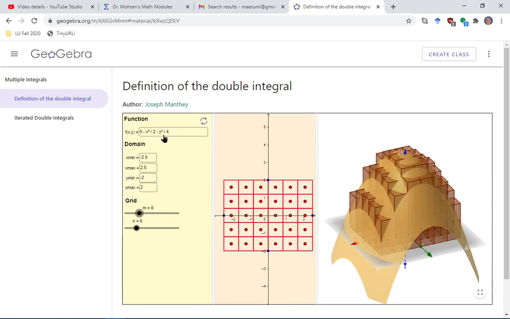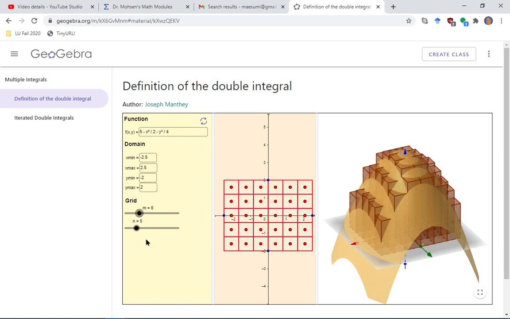You can type whatever you want. It's f of x and y, some function. This is a nice paraboloid. And then we have the domain, that rectangle we were talking about. You can define it however you want. For x minimum to x maximum, I'm going from -2.5 to 2.5, and y minimum to y maximum. So this is what the rectangle is, from -2.5 to +2.5, from -2 to 2, or whatever you want.